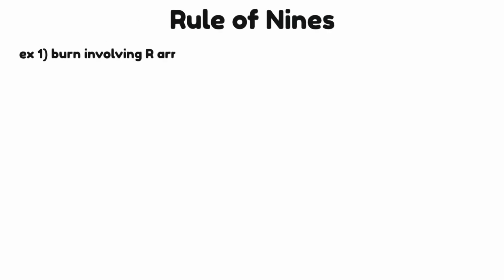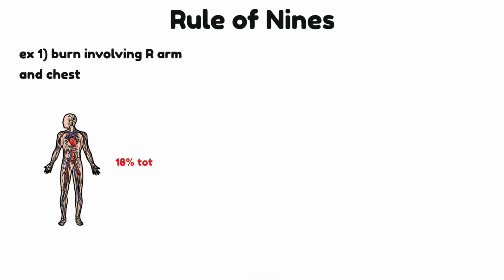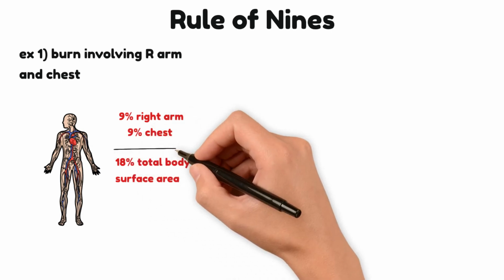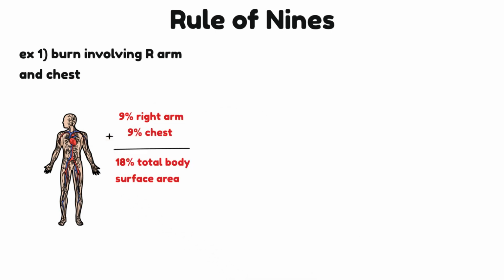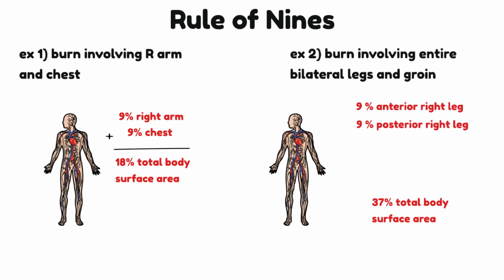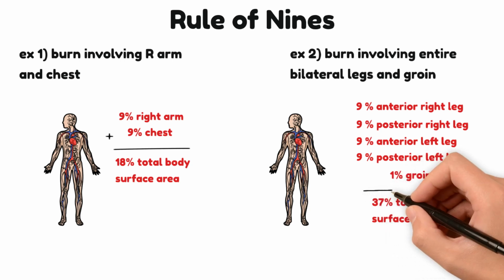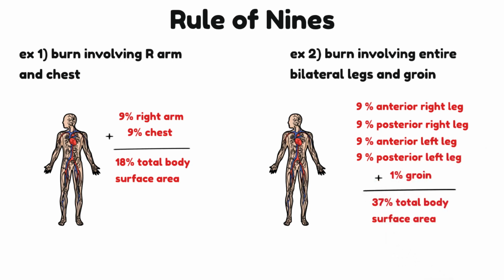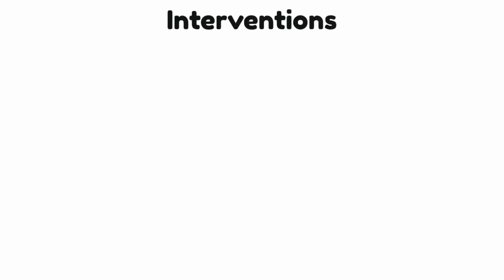If we have a burn that involves the entire right arm and chest, the total body surface area is 18%. That is 9% for the arm plus 9% for the chest. If we have a burn that completely involves both legs and the groin, the total body surface area is 37%. That is 9% for the anterior right leg, plus 9% for the posterior right leg, plus 9% for the anterior left leg, plus 9% for the posterior left leg, plus 1% for the groin. Calculating the percent of body surface area involved is important because it helps guide our intervention.